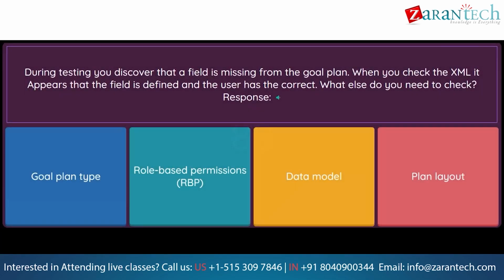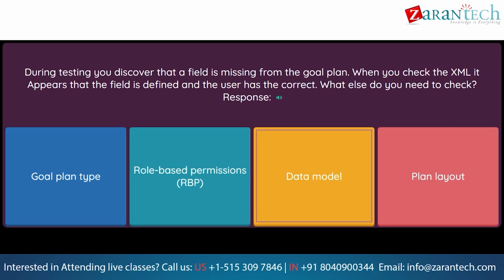Question: during testing you discover that a field is missing from the goal plan. When you check the XML, it appears that the field is defined and the user has the correct permission. What else do you need to check? Response: Option 1 goal plan type. Option 2 role-based permissions, RBP. Option 3 data model. Option 4 plan layout.